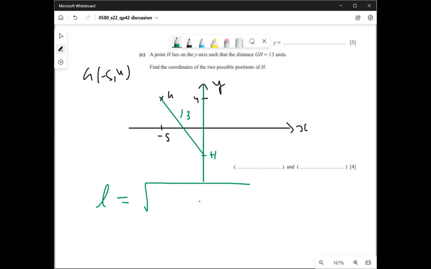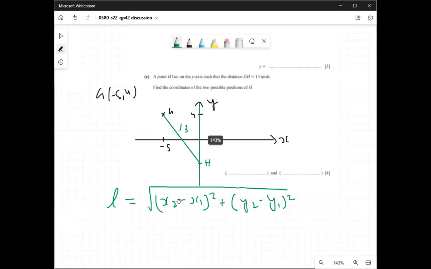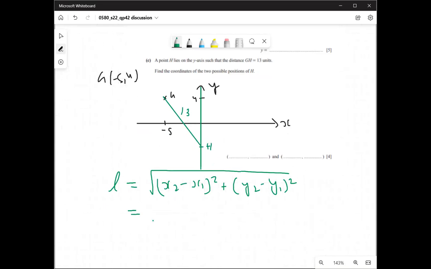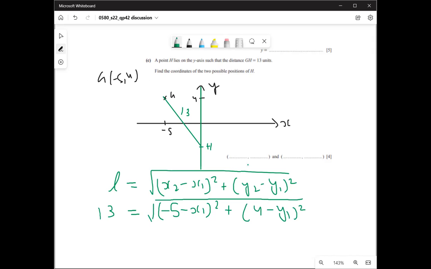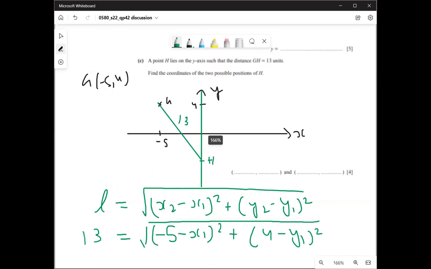The length is the square root of (x2 minus x1) whole square plus (y2 minus y1) whole square. They didn't give us the coordinates of H, but they told us the coordinates for G: minus 5 minus x1 whole square plus, let's say y2 is 4 minus y1 whole square. Now I have two unknowns here. We can also do trigonometry for this: a square is equal to b square plus c square.